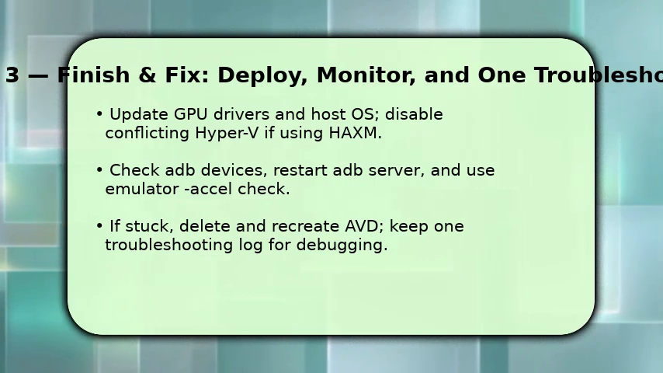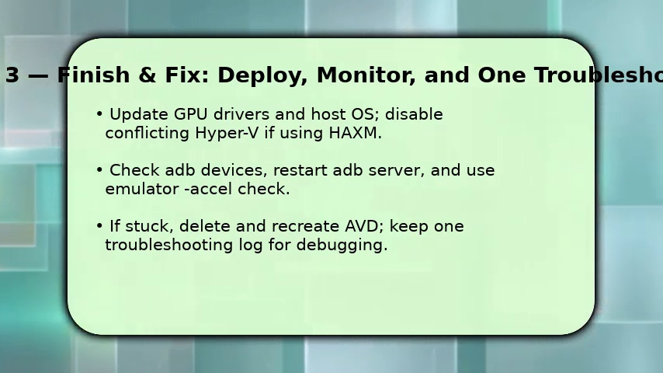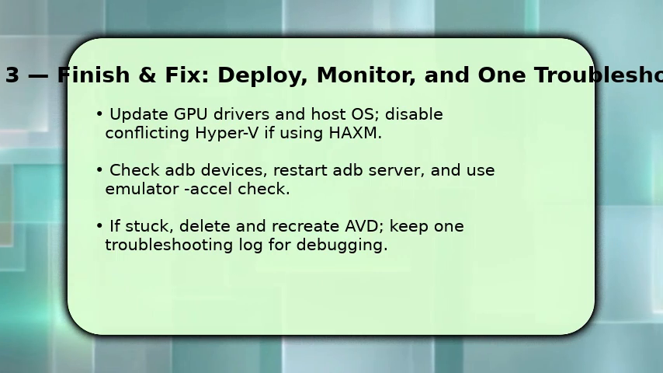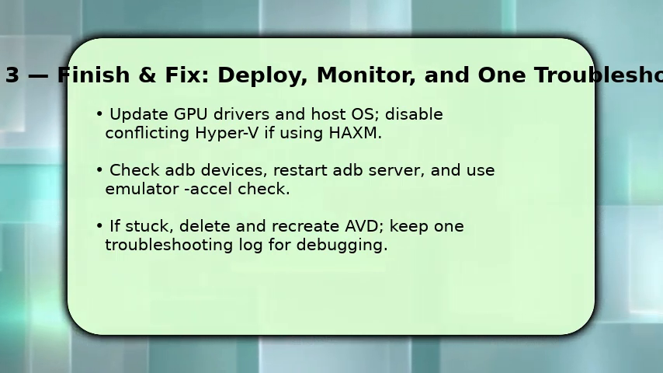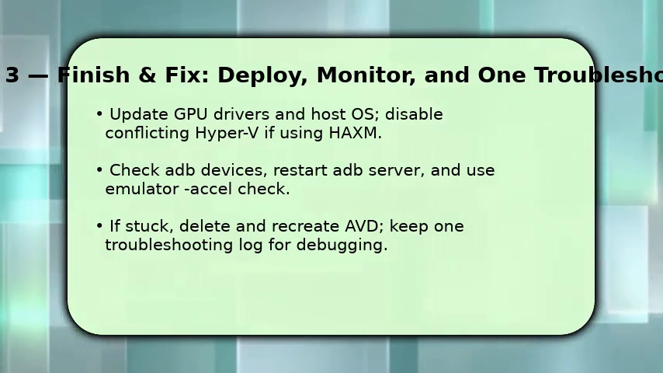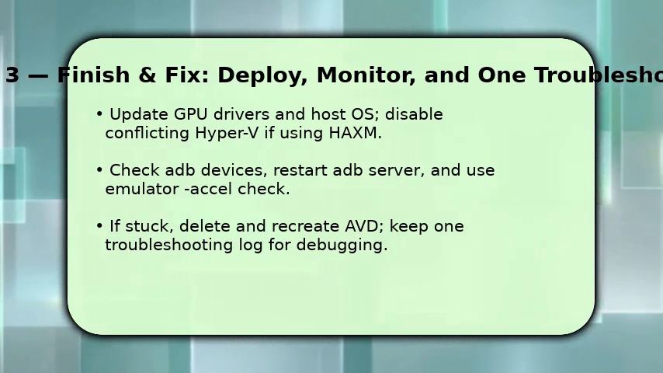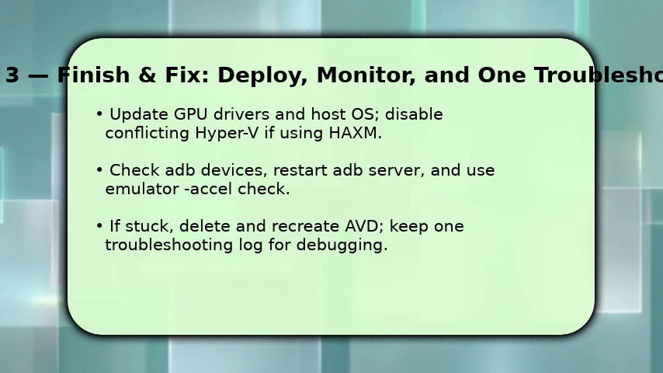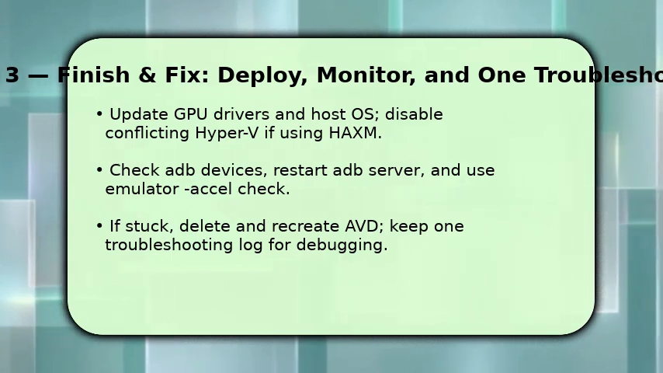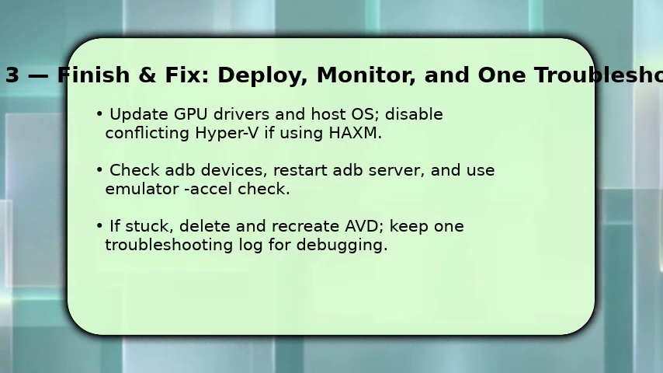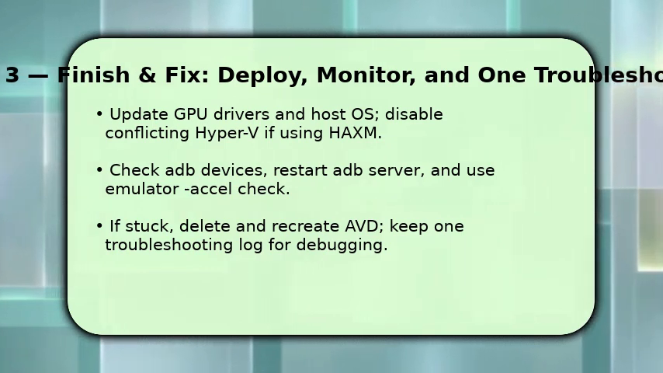If you use Intel HAXM, disable Hyper-V on Windows. Conversely, enable Windows Hypervisor Platform for Hyper-V-based acceleration. These two conflict. Restart ADB and run adb devices to confirm connectivity, and use emulator -check-accel to validate acceleration. If nothing helps, delete and recreate the AVD after backing up snapshots.